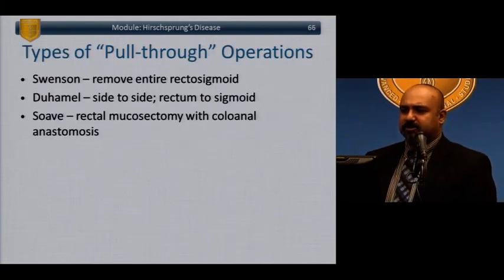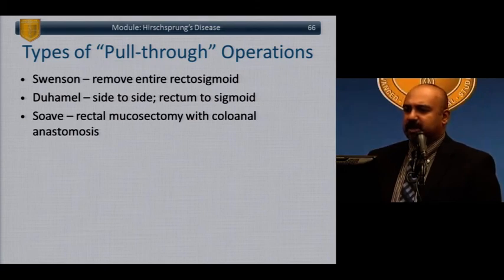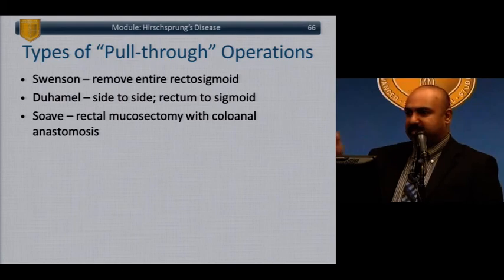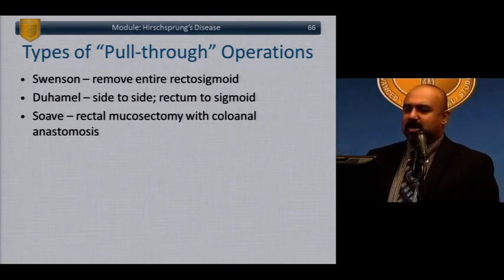Types of pull-through procedures that you may see, there's only 3 types. The Swenson is basically you're removing the entire rectosigmoid, taking out the whole distal rectum, sigmoid, everything affected. The Duhamel procedure is you're leaving a bit of the sigmoid in place that has no ganglion cells, and you're doing a side-to-side anastomosis of the small intestine or the colon that has ganglion cells with the sigmoid.